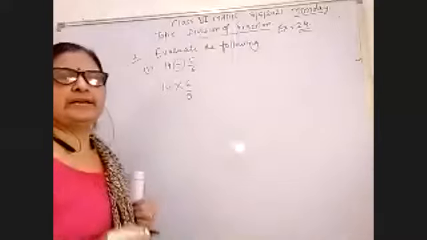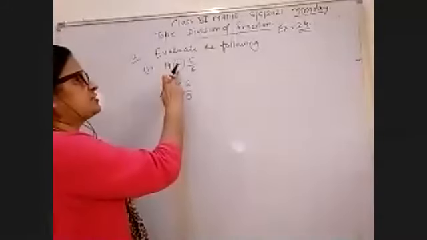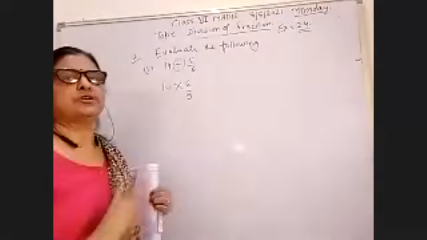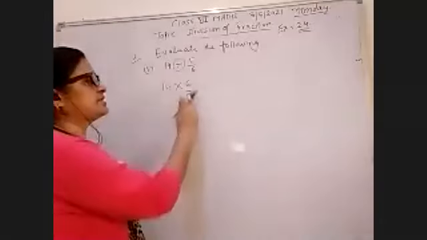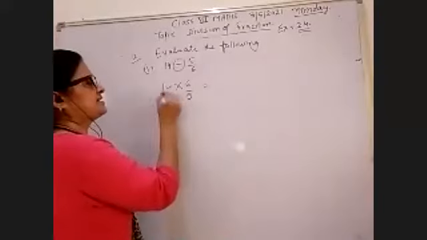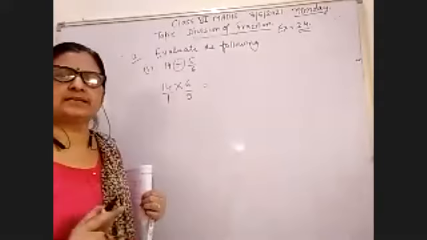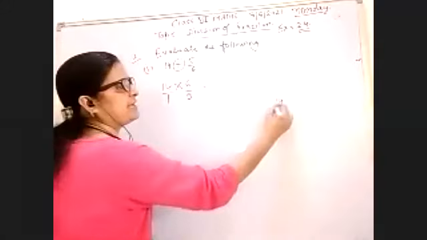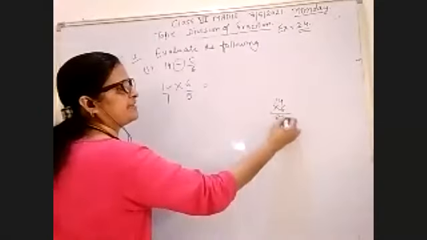When you multiply, first you have to take the reciprocal of 5/6. It is equal to 6/5. Now when you multiply 14 into 6, because nothing is cancelled here, so 14 multiplied by 6, it is equal to 84.